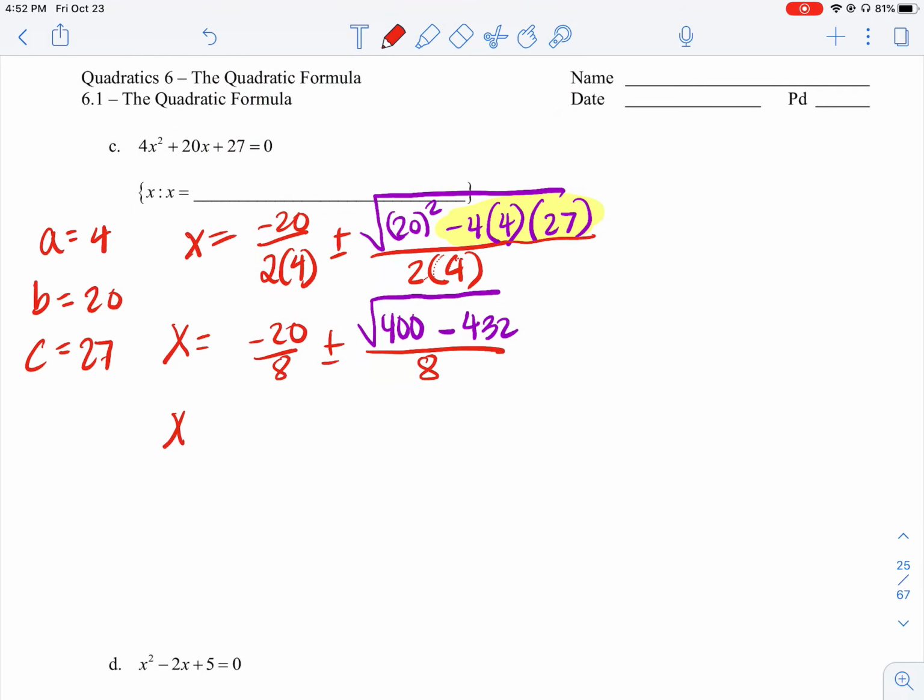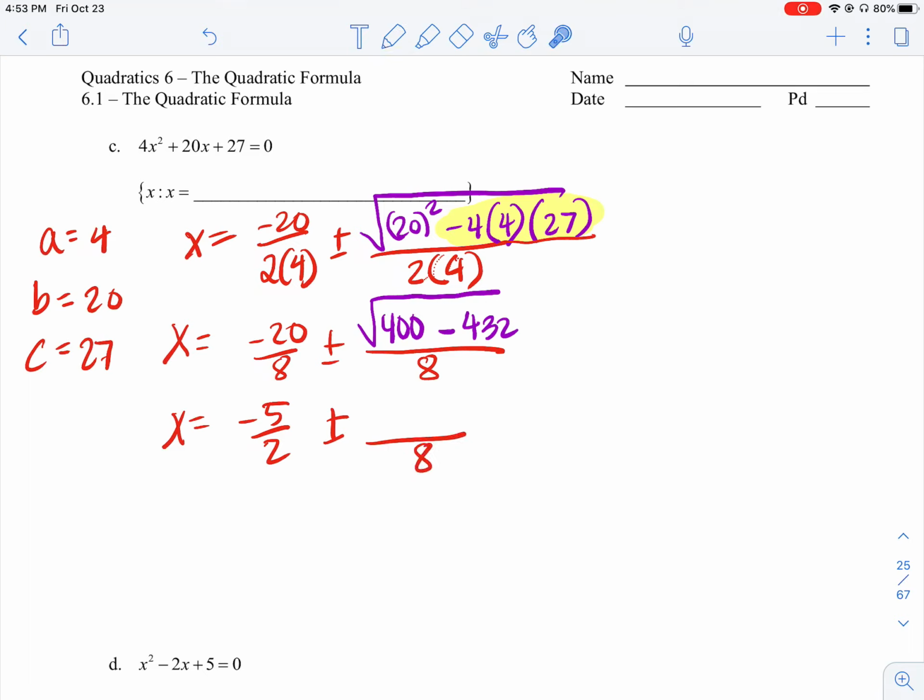Moving forward, x equals... oh, I think we can simplify this. What is the greatest common factor between 20 and 8? I think they both can be divided by 4, right? That's negative 5. So 20 divided by 4 is 5, and 8 divided by 4 is 2. Plus and minus, and that's still an 8.